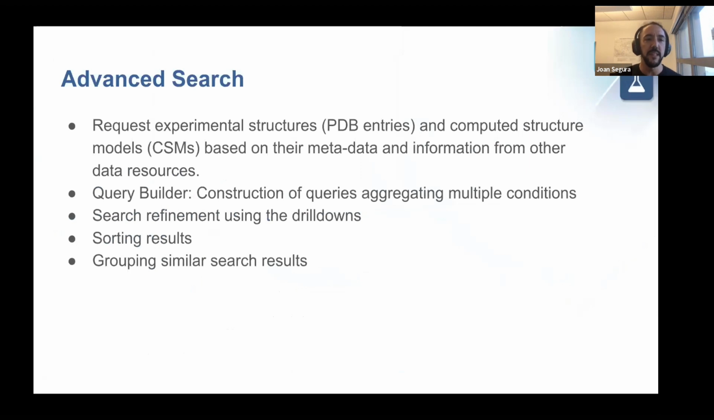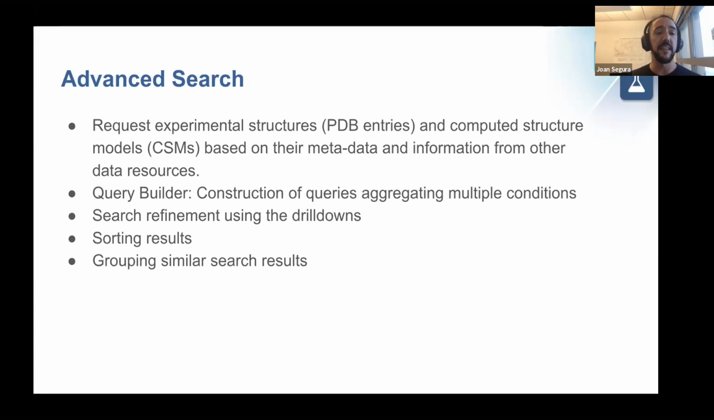Okay, so first, what is advanced search? Structural data comes with a large collection of metadata. For example, you could be interested in finding assemblies that have a molecular weight greater than a certain threshold. You could be interested in finding structures that contain a protein with a chain of a particular length, or you could be interested in finding high-resolution crystallographic structures.